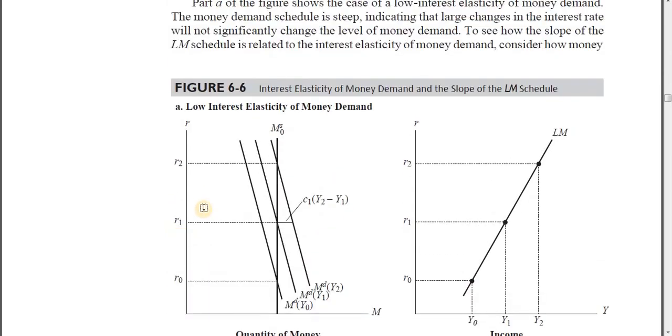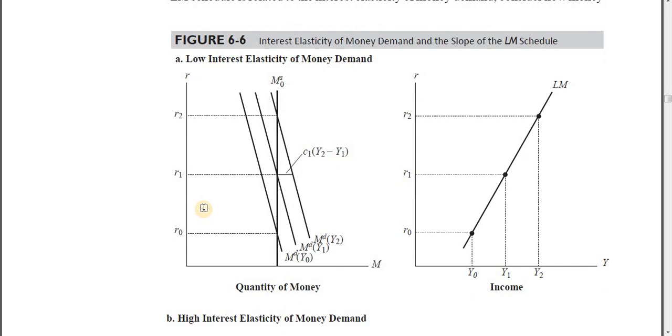Okay, so we have to understand a few things here. First of all, what do we mean by income elasticity of money demand? How exactly is it going to determine the shape of the LM curve? This we can understand with the help of an example. Forget about the diagram or anything here. Let's focus on an example only.